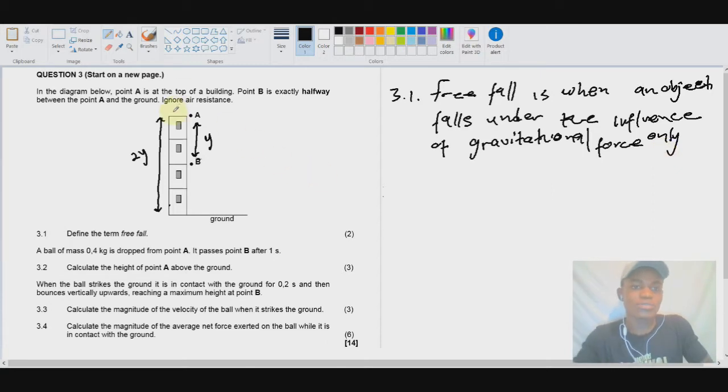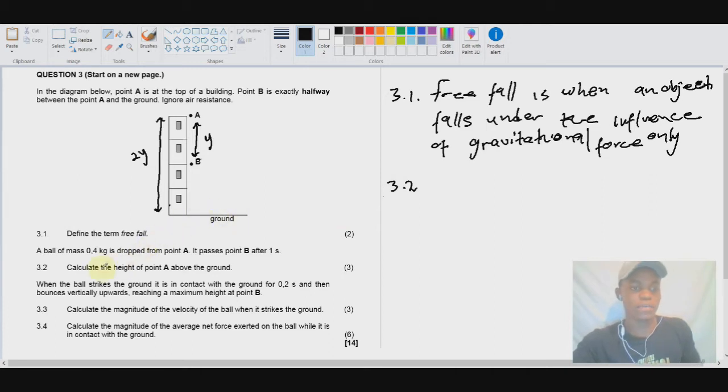For instance, if you check our question, they said we must ignore air resistance. Already you have an idea that the object we'll be dealing with here is experiencing a free fall, because they told us to ignore air resistance. So the only force acting on that particular object is gravity; if they say ignore air resistance, you assume this object is experiencing a free fall.